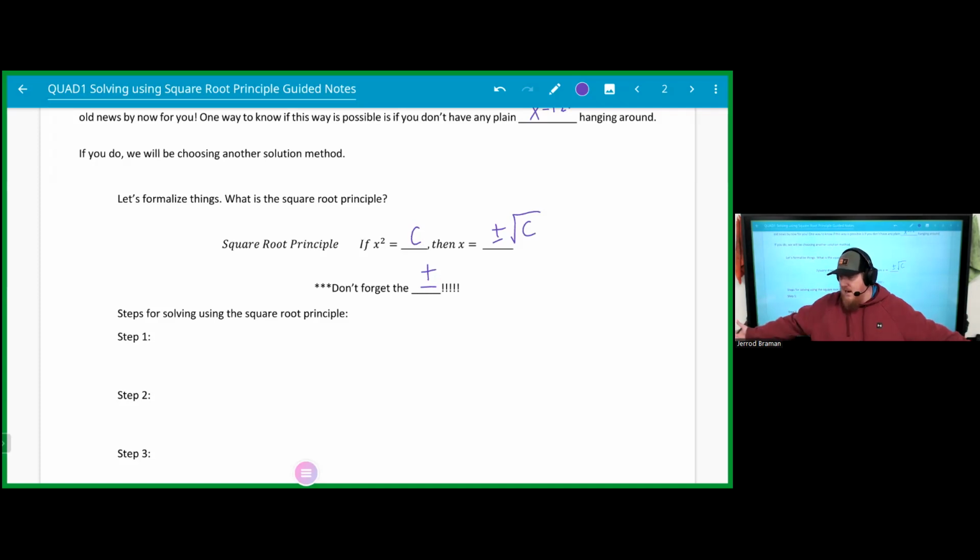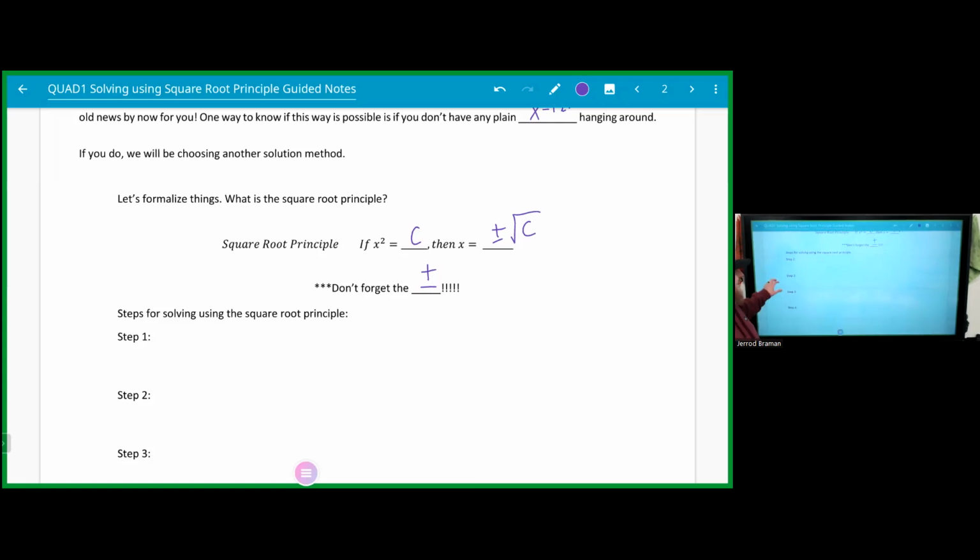There's nobody in the room right now, but that's what happens usually. And then when a brave soul speaks up and goes, what about -3? And yes, that would be it. So -3 times -3 is a positive 9, and 3 times 3 is a positive 9. So what happens is we have 2 solutions most of the time. So don't forget the plus and minus the square root of c.